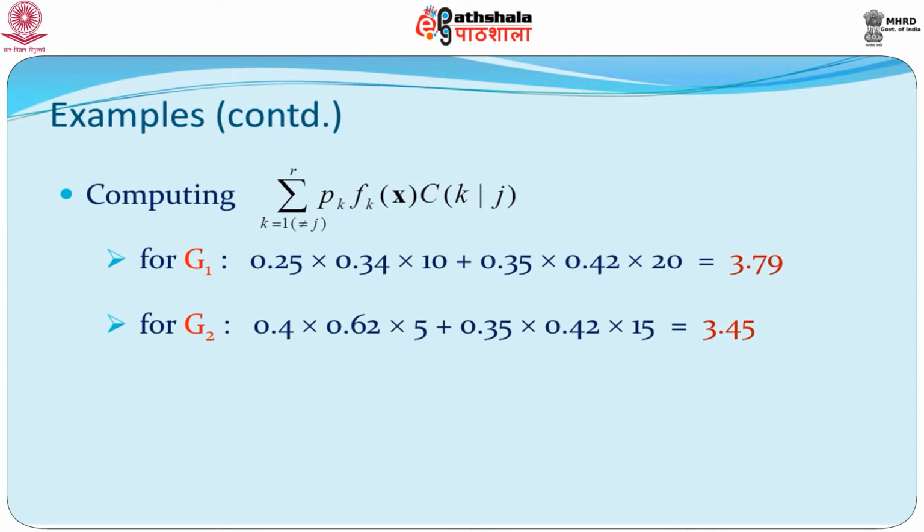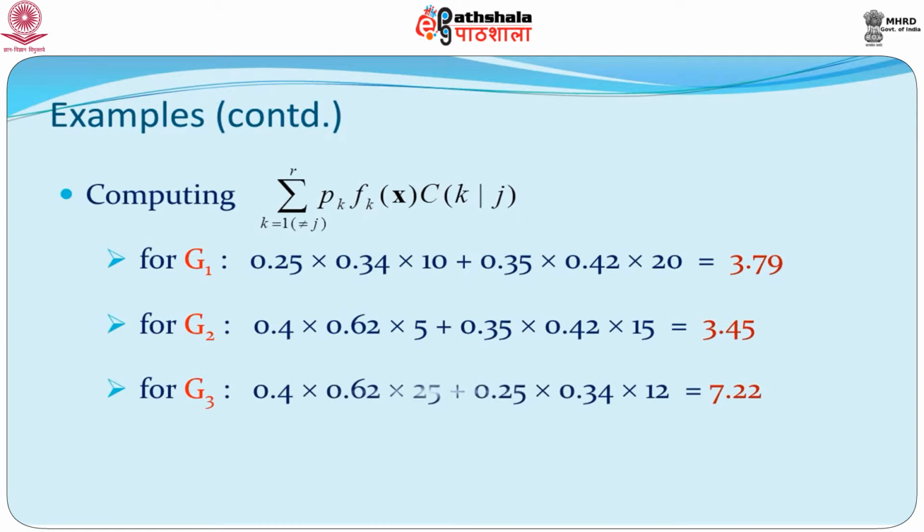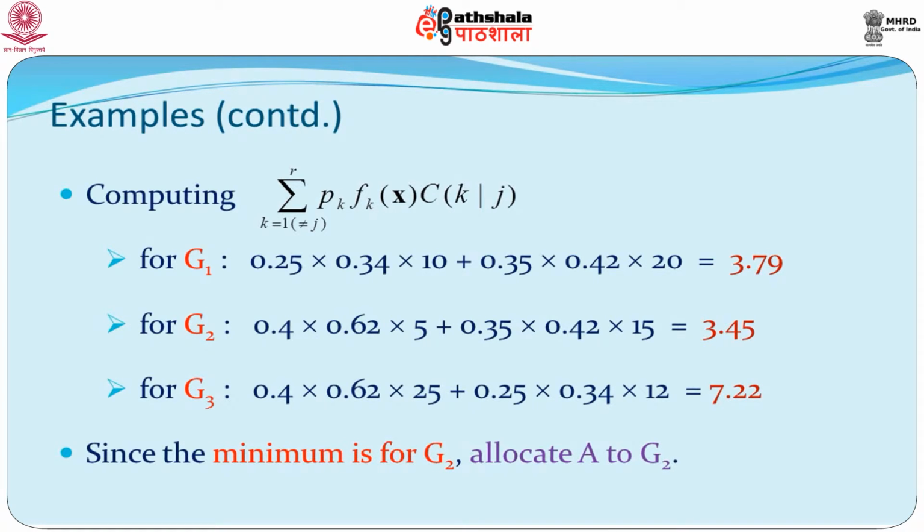Similarly, for G2 we can do the same thing, and the value comes out to be 3.45, while for G3 the value comes out to be 7.22. And now we can see that the minimum is 3.45, which coincides with the second group. Therefore, we allocate A to the second group. That is how the rule works. So, we compute this component p_k f_k(x) c for each of the three groups, where the particular group itself is missing.